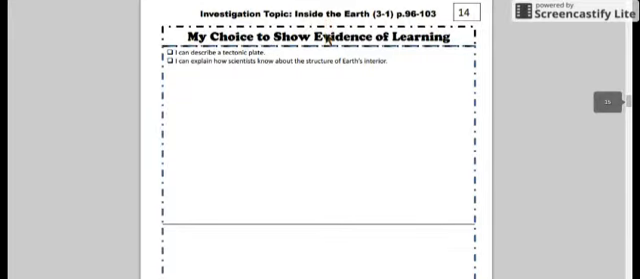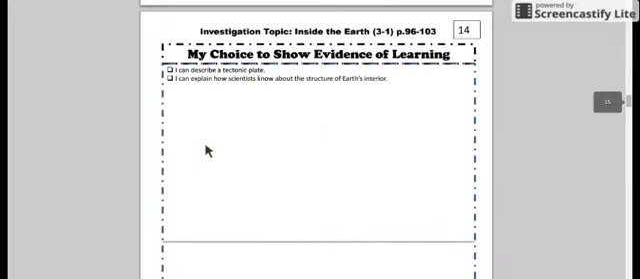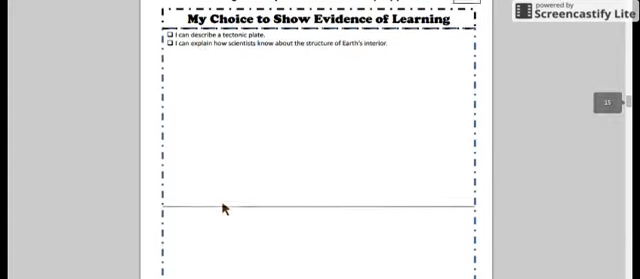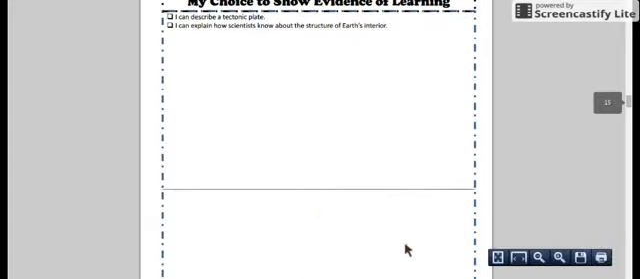And then here, it's called a My Choice. Here, they are allowed to do whatever they want, and they pick one of these 2 learning targets. I can describe a tectonic plate, or I can explain how scientists know about the structure of the Earth's interior. In this case, there is a line, so they have to do both of them. But in some of the My Choices, they're allowed to pick one. So in the top section here, they would do tectonic plate. And then on the bottom, they can do how scientists know about the Earth's interior.